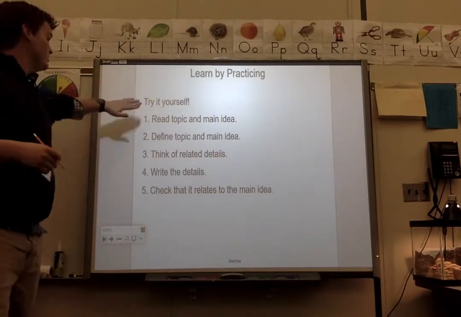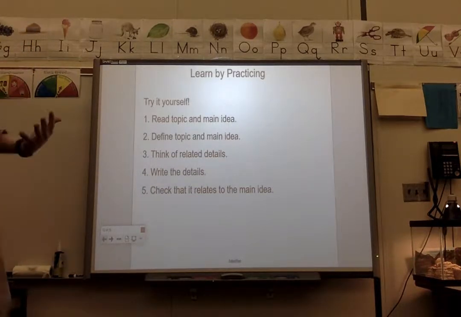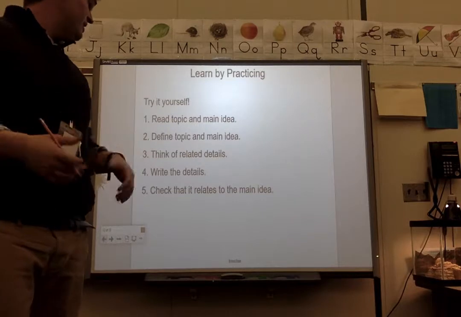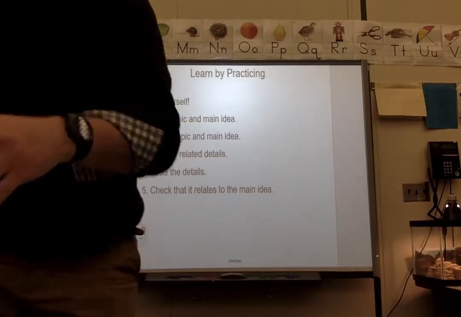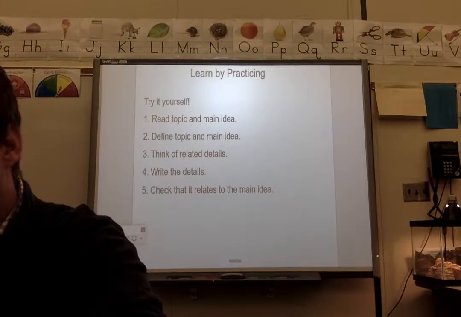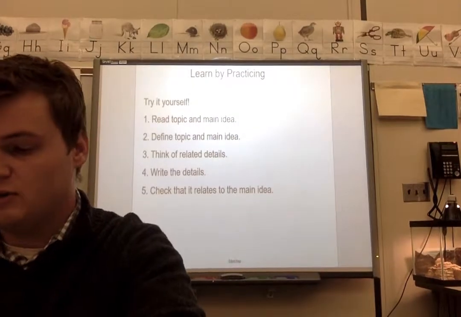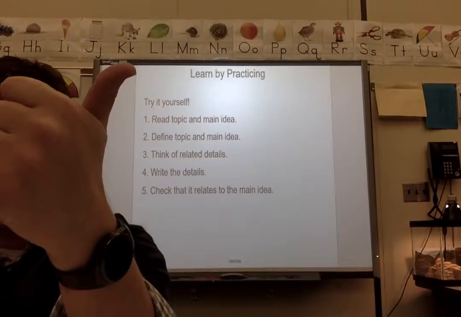So I want you to try it yourself. I want you to read the topic and main idea, define the topic and main idea, think of related details, write the details, and then check the related details. So what that means is when you're ready, I want you to identify the details on your own for the first 2 main ideas. So remember, read the topic and main idea.